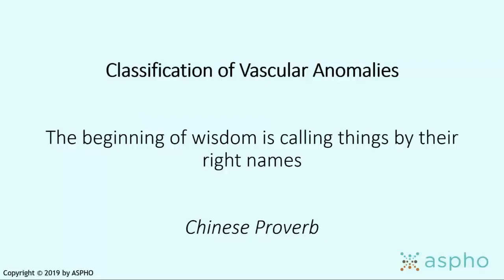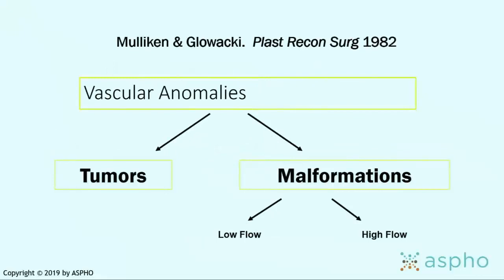What I learned as a fellow, and what was very important to me in this field of vascular anomalies, was basically that I needed to call things by the right name. There's a Chinese proverb that says the beginning of wisdom is calling things by their right name. A very astute plastic surgeon from Boston, John Mulliken, who got me involved in all of this, helped me with that. Back in 1982, he sat down with a couple of his friends and said, we need a classification system for vascular anomalies.